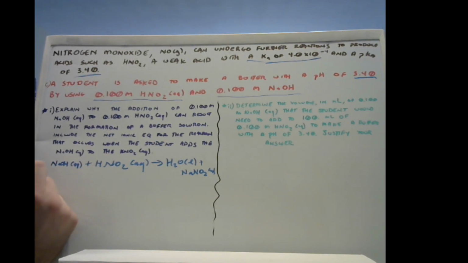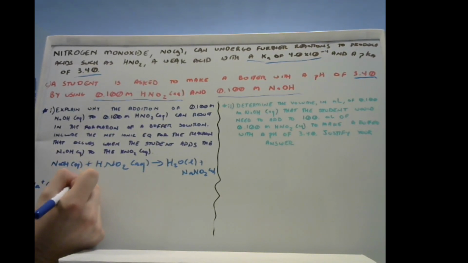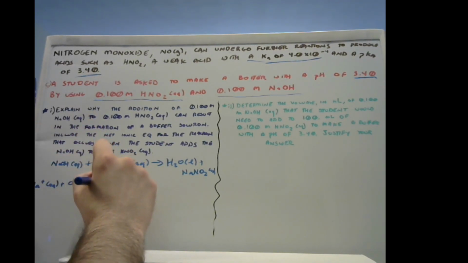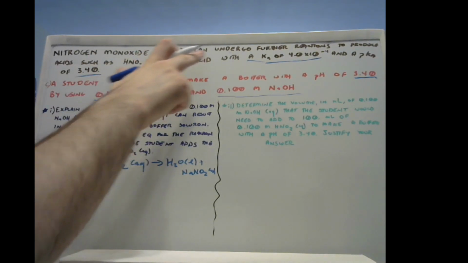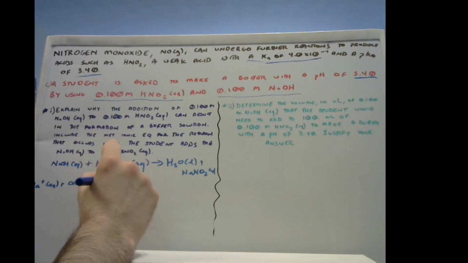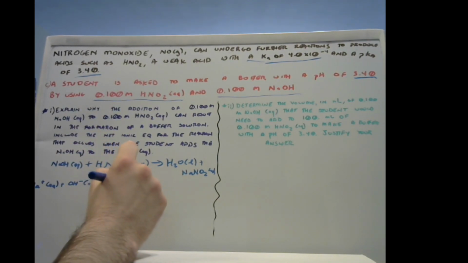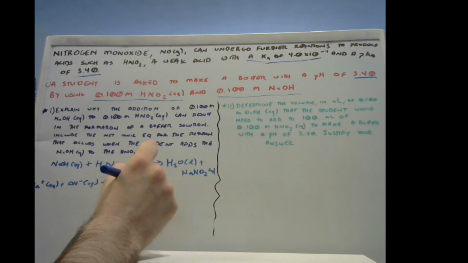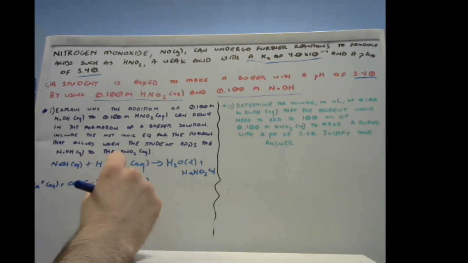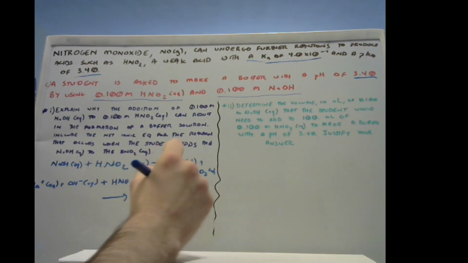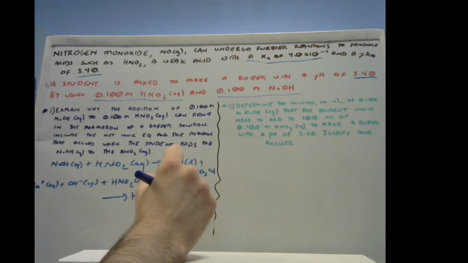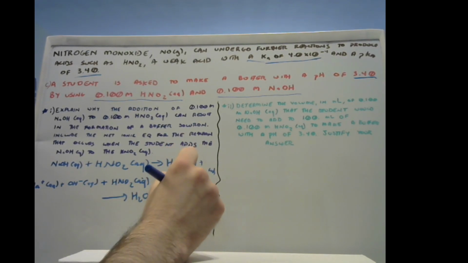Sodium hydroxide is a strong base, so it'll split up to sodium and hydroxide. Nitrous acid is a weak acid. How do I know it's a weak acid? It's not one of the 7 strong acids. And it also literally says it is a weak acid right there. So it stays together. Water is a liquid. It will also stay together. And the sodium nitrite will split up.